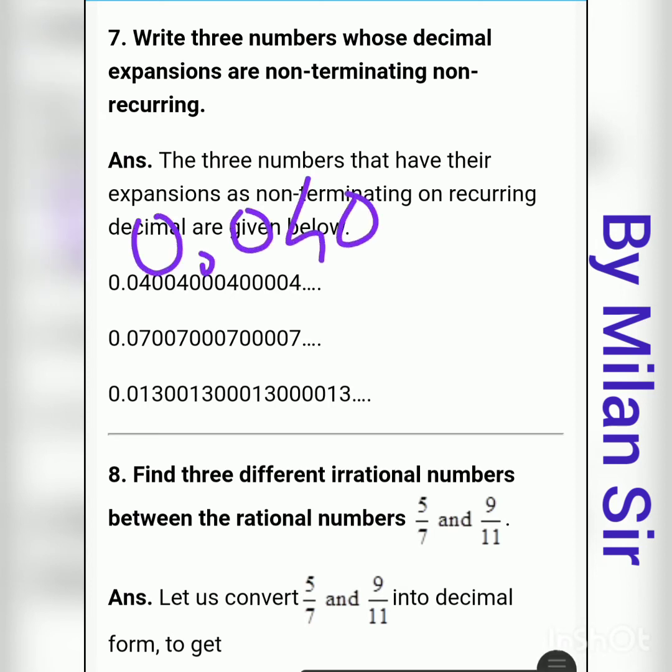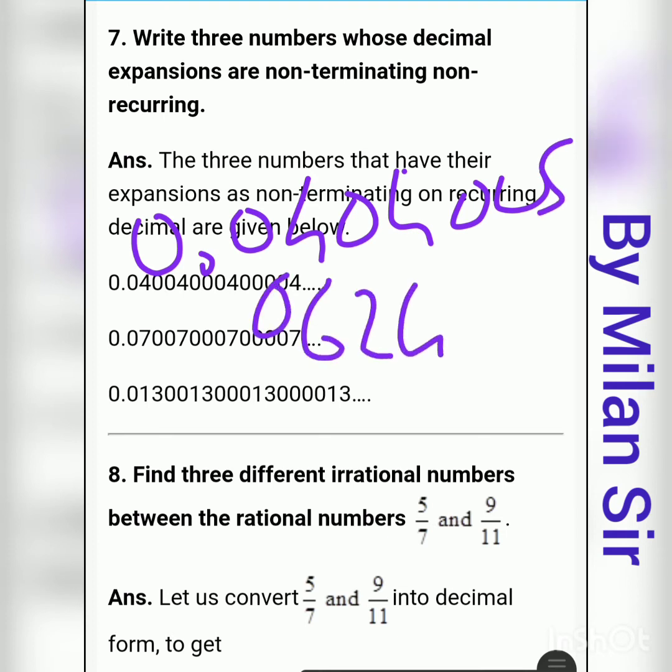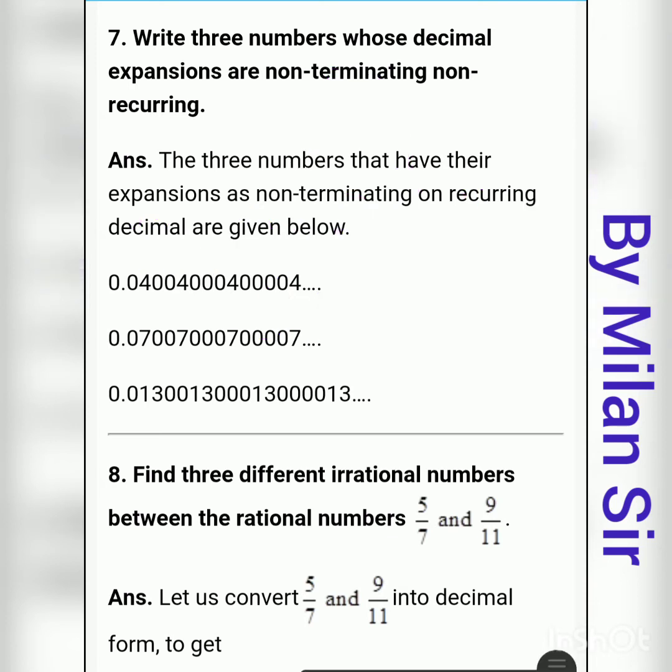0.4, 0, 4, 0, 5, 0, 6, 4, 2, 3. Whatever you want, you can write any answer, but just remember one thing, our digits cannot repeat. That means here 4 can repeat, but the whole pattern cannot repeat. You can write any answer after the decimal point, but our pattern cannot repeat here. So here 0.04, then 004, 0004, 4 times 04.